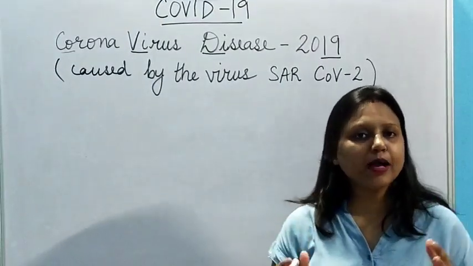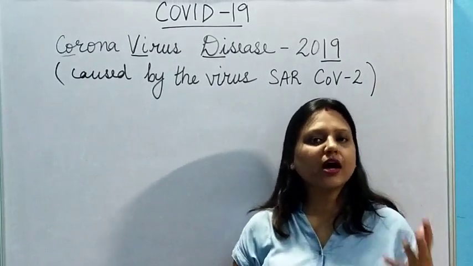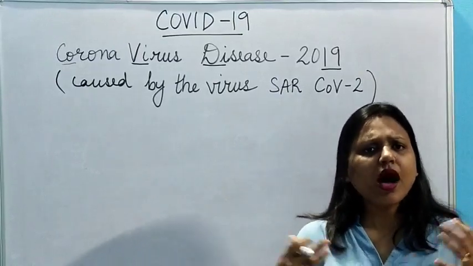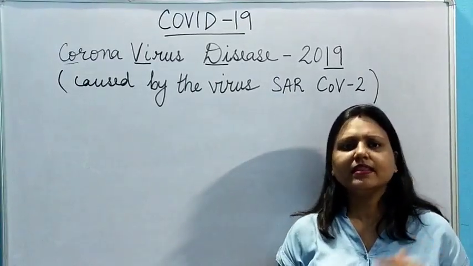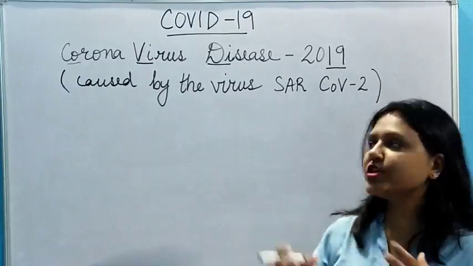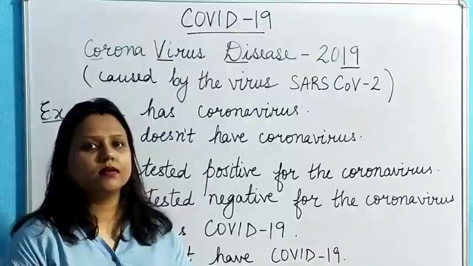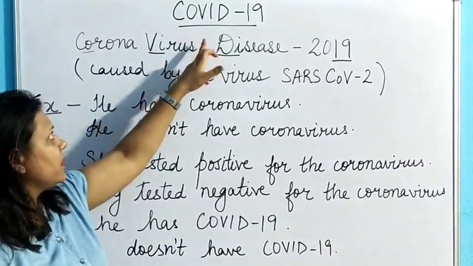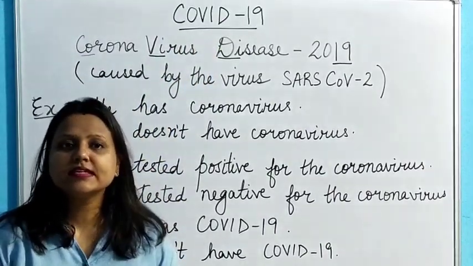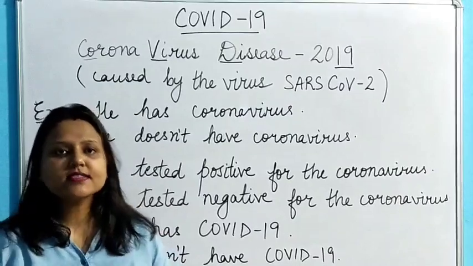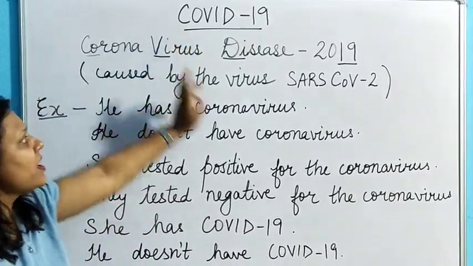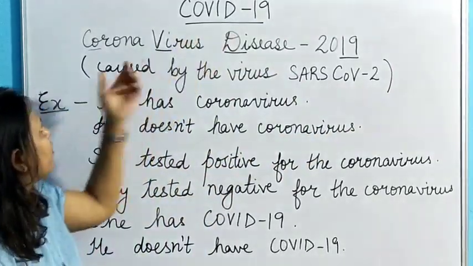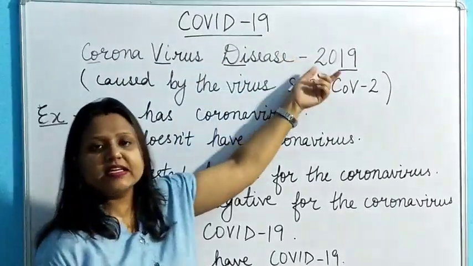Coronaviruses are actually a family of viruses named for the crown-like spikes that can cause disease in people and animals. So how can we say if someone has the disease? There can be many ways, which I am going to tell you after writing on this board. The official name of this disease is Covid-19. Covid-19 is the name of the disease and not the virus. The virus which is responsible for this disease is SARS-CoV-2. Covid-19 stands for Coronavirus Disease 2019.